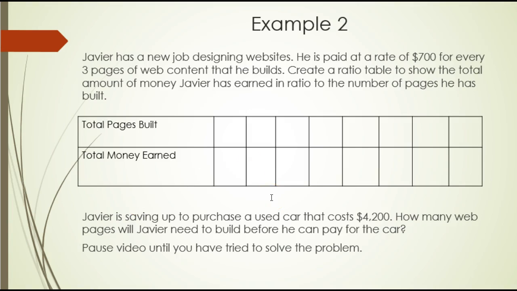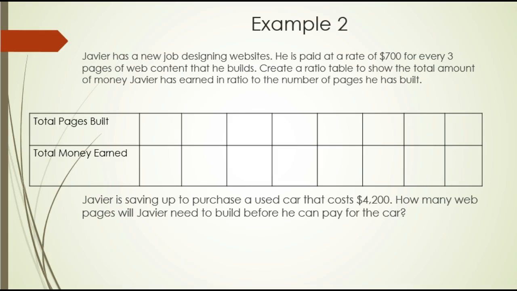So example 2. JVR has a new job designing websites. He is paid at a rate of $700 for every 3 pages of web content that he builds. Create a ratio table to show the total amount of money JVR has earned in ratio to the number of pages he has built. Then JVR is saving up to purchase a used car that costs $4,200. How many web pages will JVR need to build before he can pay for the car? Pause video until you have tried to solve the problem.